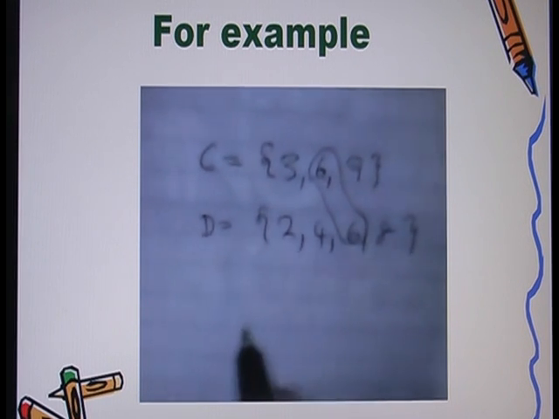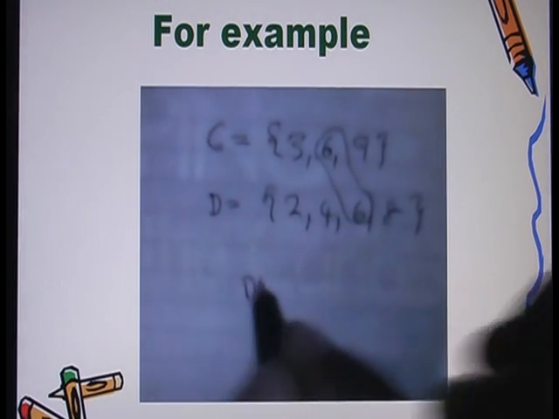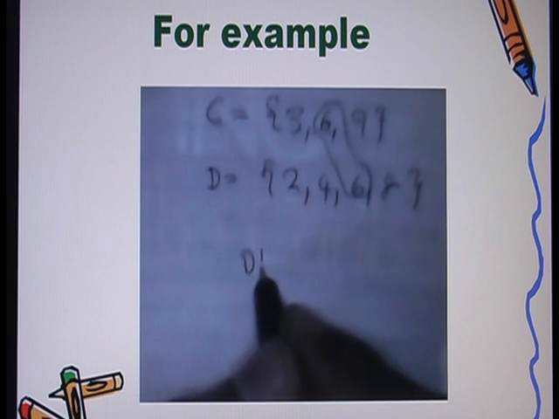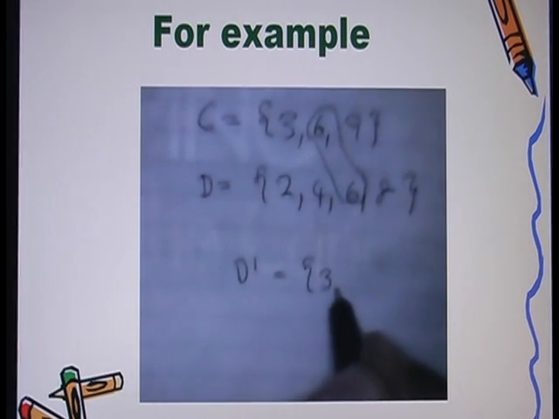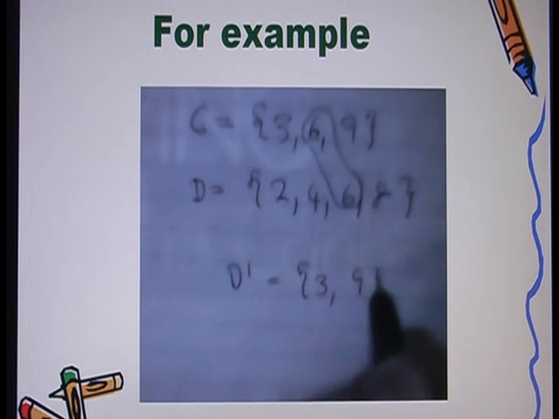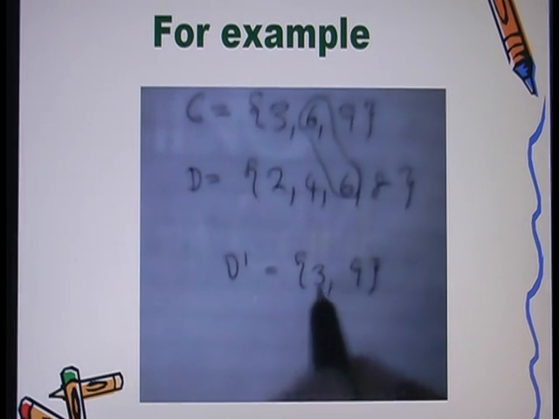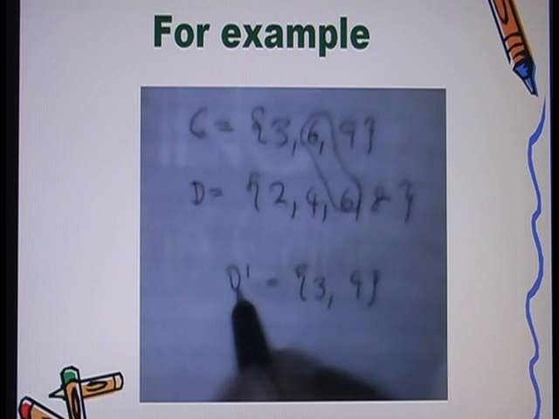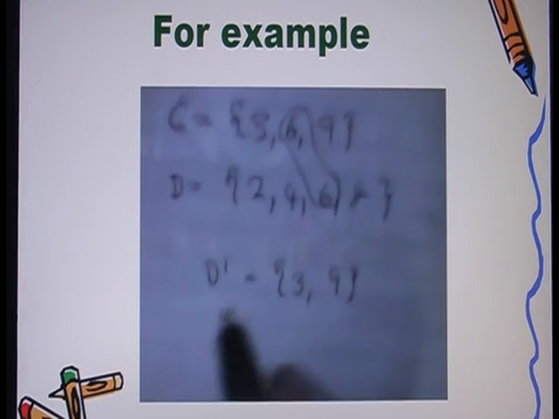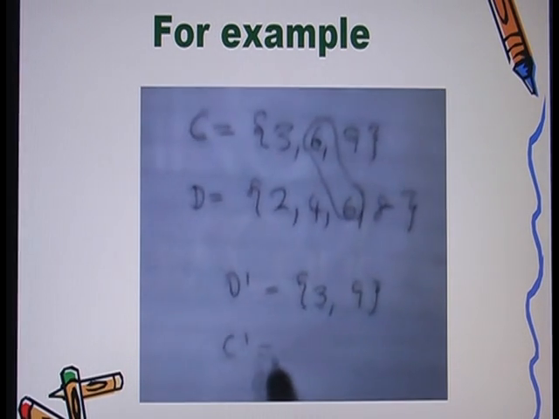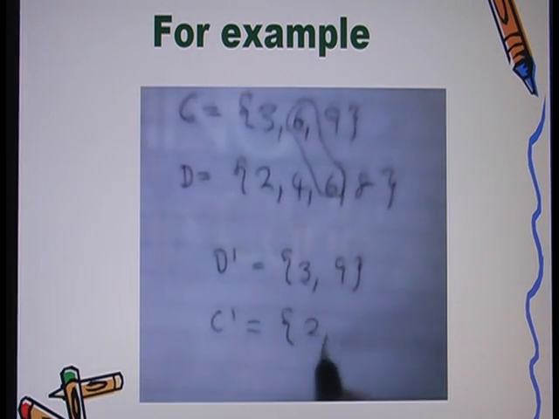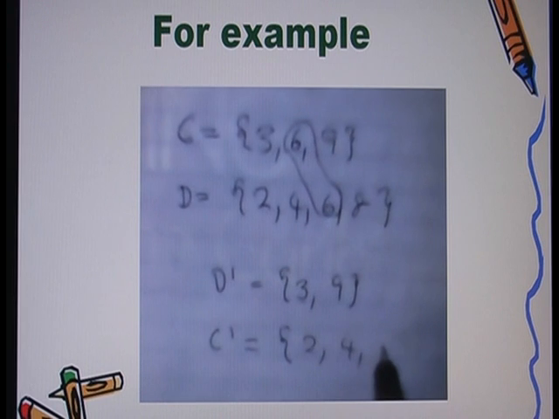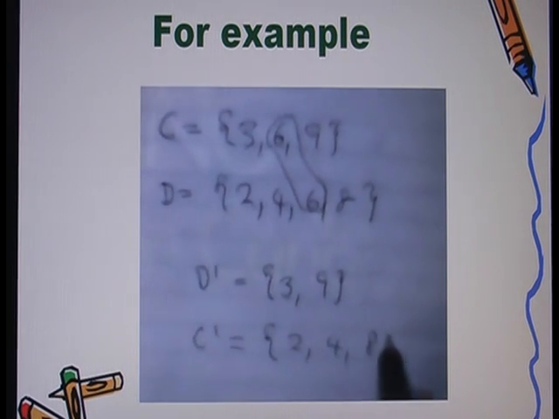D. So we're going to say the complement of D, this symbol means what? Complement is equal to what now? 3 and 9. Right? So 3 and 9 is complement to what? Set D. And then the complement of set C would be what now? Be 2, 4 and 8.